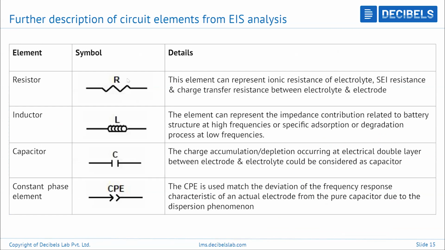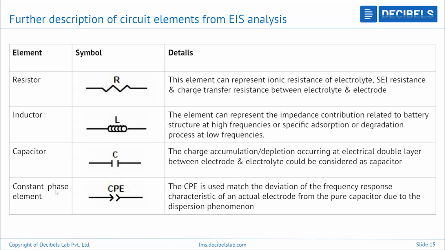Here I have given an element-wise description. What does the resistor represent? This element can be used to represent your ohmic resistance, like the ionic resistance of your electrolyte, SEI resistance, and the charge transfer resistance between the electrolyte and electrode. The inductor represents the impedance contribution related to the battery structure at high frequencies. The capacitor represents the charge accumulation or depletion occurring at the electrical double layer between electrode and electrolyte.